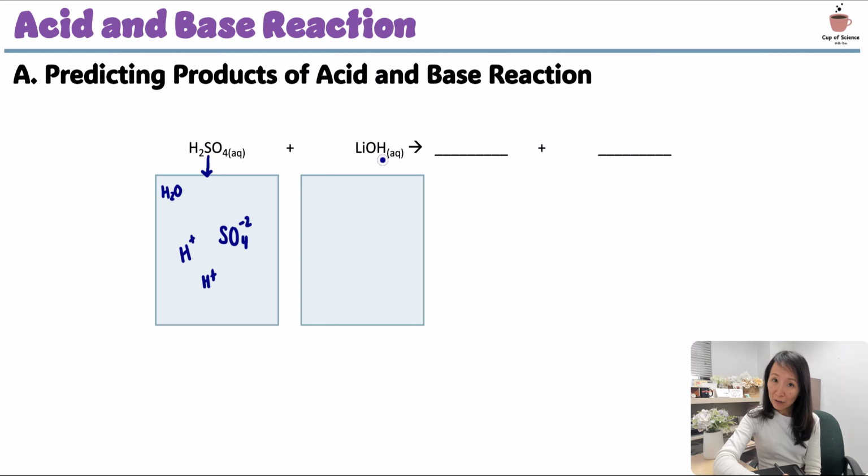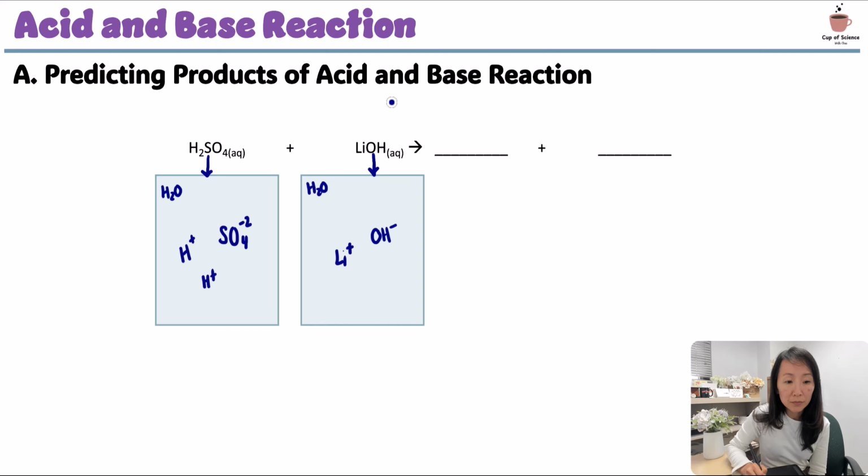For lithium hydroxide, hydroxide remains together. You don't have an O and an H splitting off. Hydroxide is a polyatomic ion, so they stay intact. So OH minus, and this is lithium plus, and this is in water. So this is hanging around in water, and this is hanging out in water, and that's what is meant by aqueous. It doesn't show in this molecular equation, but that's what's really happening.